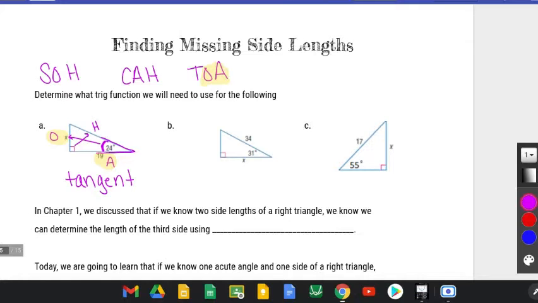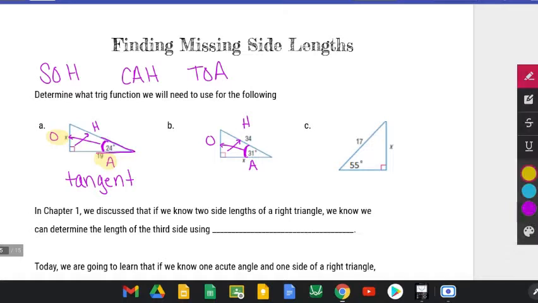Let's try B. So looking at B, 31 is my reference angle. Across from that is my opposite side. Across from my right angle is my hypotenuse. And again, the other side making up that reference angle is my adjacent side. So now when I look at the labeled sides, I see that H and A are the two sides that are labeled.